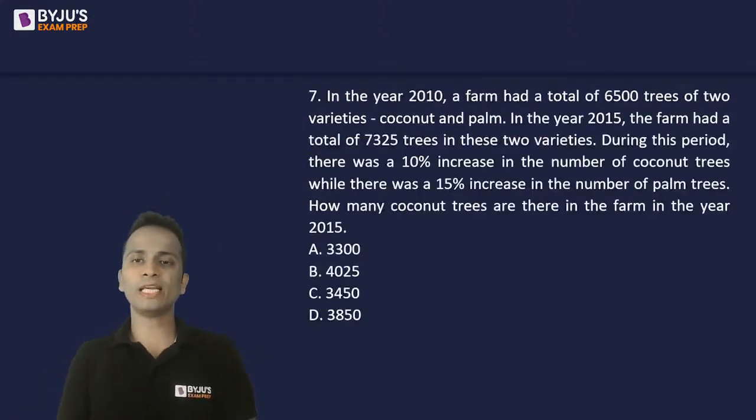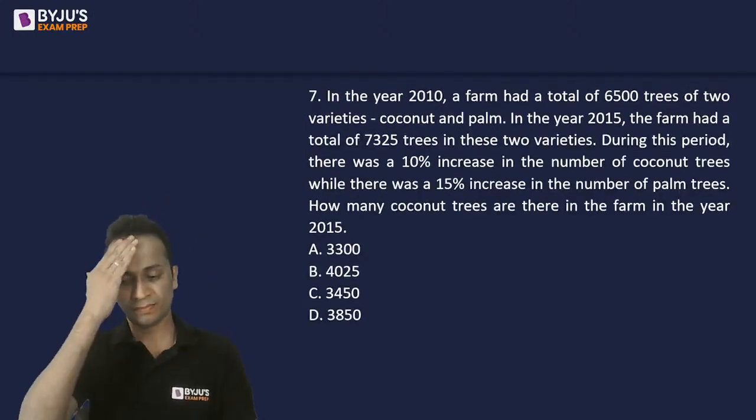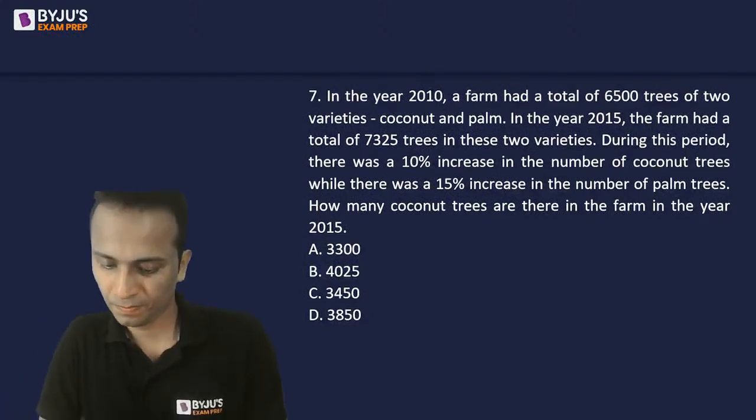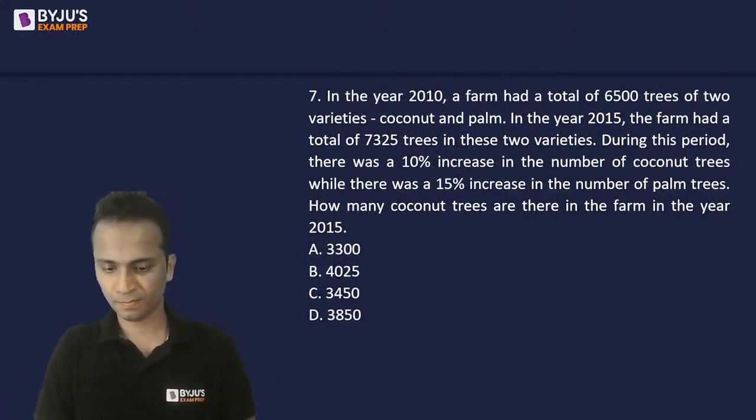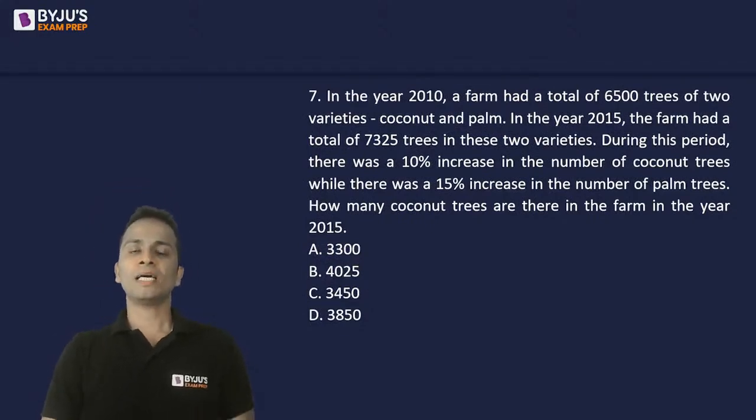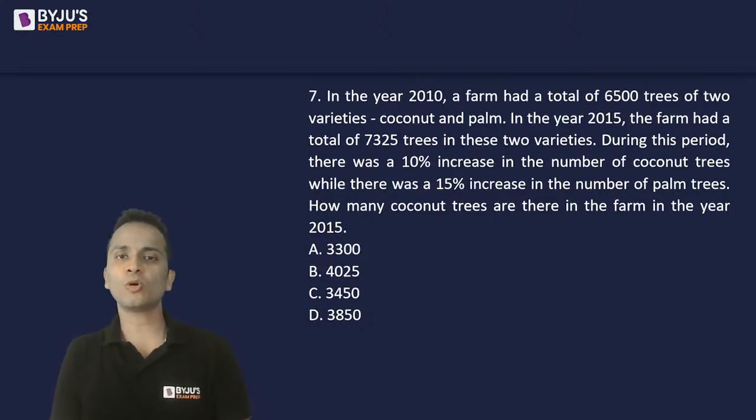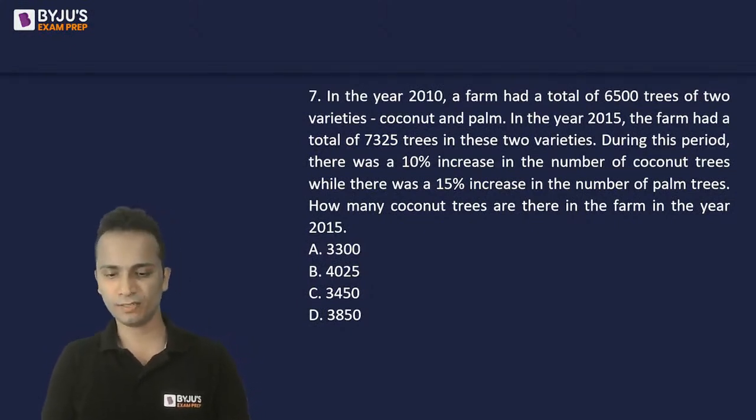Now let's quickly move on to the next question. Question number 7. In the year 2010, a farm had a total of 6,500 trees of two varieties, coconut and palm. In the year 2015, the farm had a total of 7,325 trees in these two varieties. During this period, there was a 10% increase in coconut and 15% increase in palm trees. How many coconut trees are there in the farm in the year 2015?